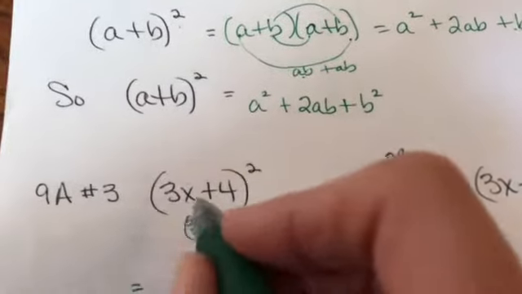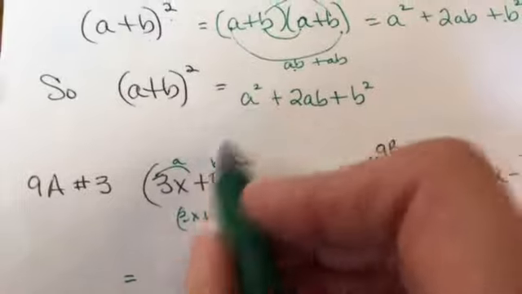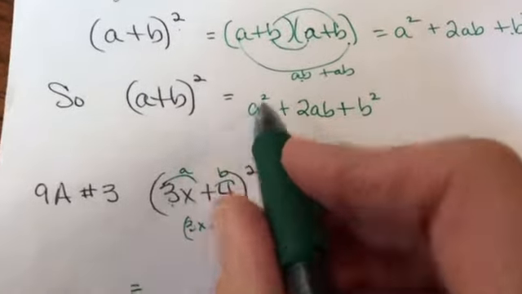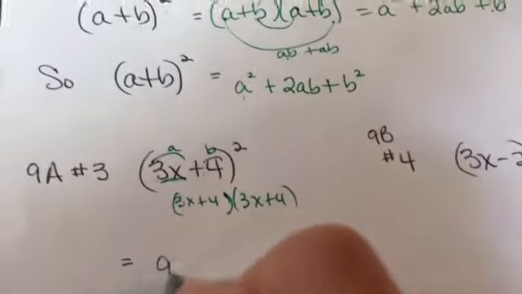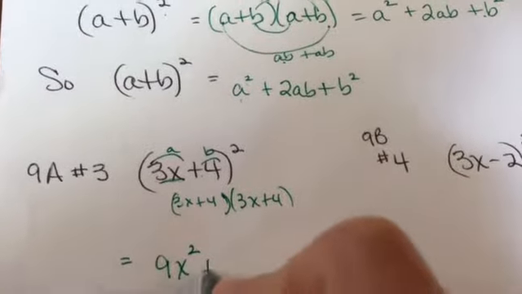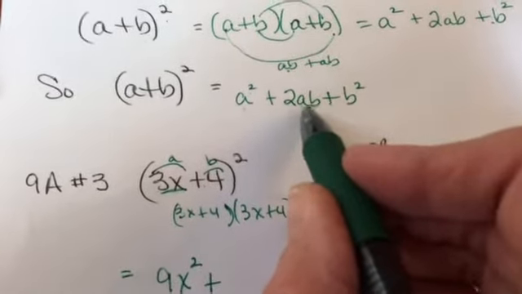And look what it does. This is your a right here, and this is your b. It says take your first term, that's this one, and square it. So think, what is 3x times 3x? That's what it means to square it. It's 9x squared, okay?